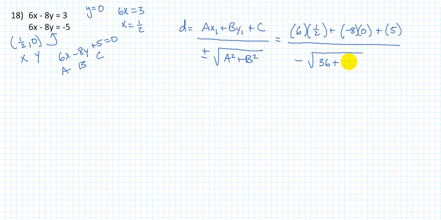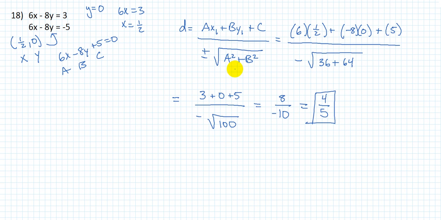36, and then 8 squared is 64. And so I'm going to go ahead and do the math and pause here for a half second. Okay, so you get 3 plus 0 plus 5 over the negative square root of 100, so you get 8 over negative 10, but we drop the negative because we don't care about it when we talk about distance, and you get 4/5 as your answer.